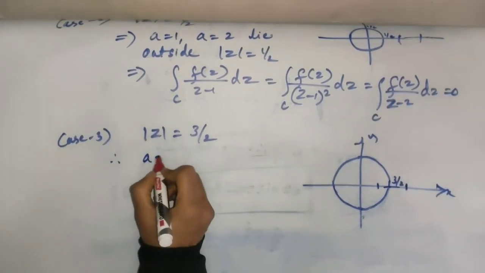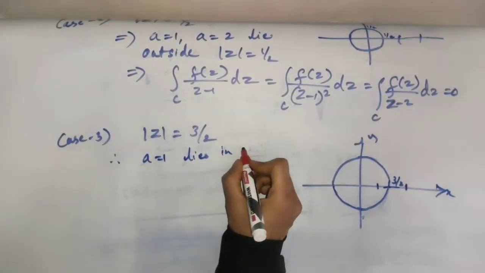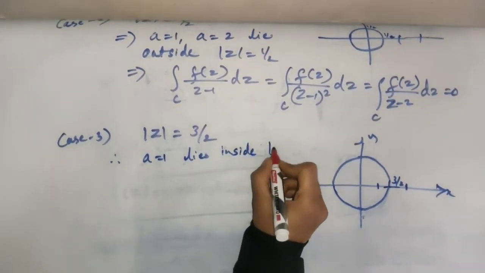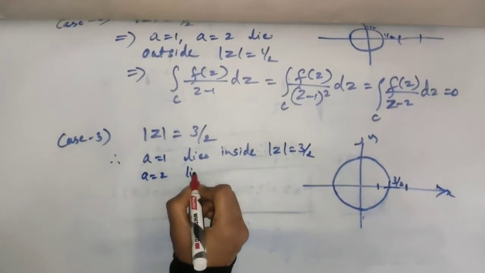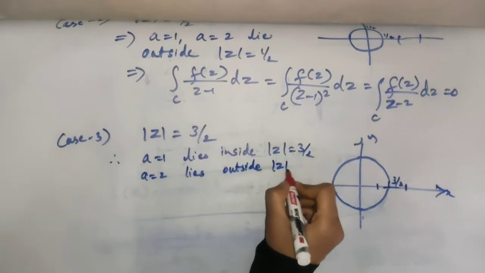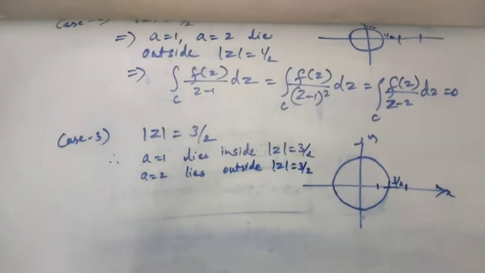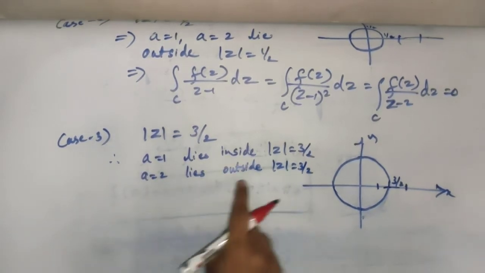Therefore, the point a is equal to 1 lies inside mod z is equal to 3 by 2, whereas a is equal to 2 lies outside mod z is equal to 3 by 2. So the point a is equal to 2 lies outside the circle.